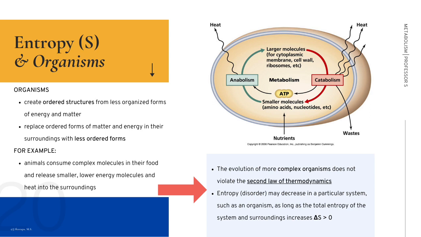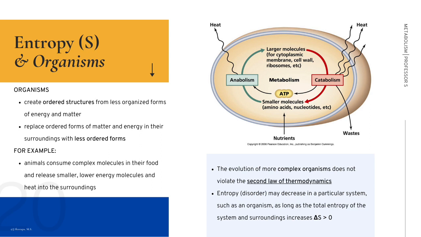Because entropy and disorder may decrease in a particular system, such as a human, as long as the total net entropy of the system and surroundings increases, delta S greater than 0. So we're looking at the net change in entropy, delta S. And just imagine how much catabolism an organism is carrying out on a daily basis to maintain its low entropy.